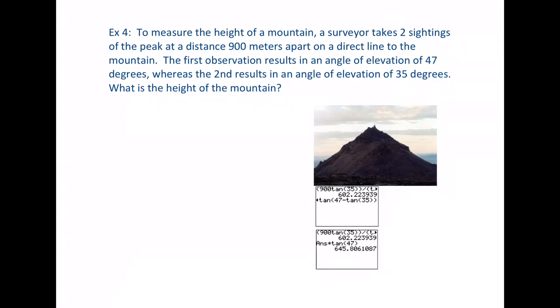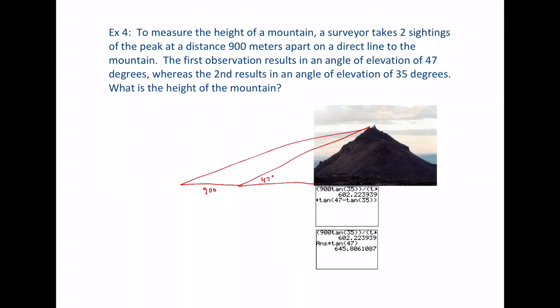So there's two measurements being taken. That's the first measurement. And then they'll walk 900 meters away. And that will be the second. So they're 900 meters apart. The angle of elevation on the first one is 47 degrees.